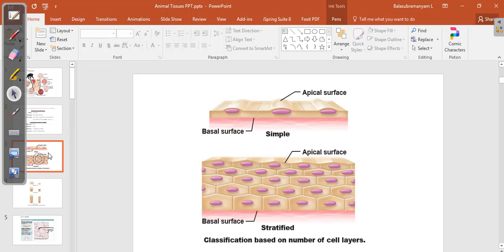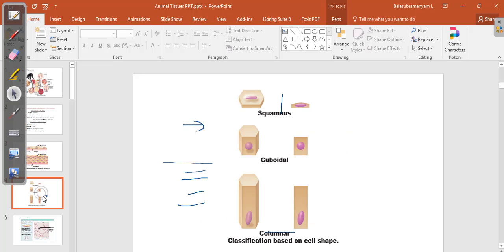The next thing we are going to look at is the general structure of epithelial tissues. Generally you can see the basal surface here, and then the apical surface. So these are the layers. You can see the nucleus in this region, and here this is the stratified, where you can see many layers of cells. The basement membrane has many layers. Here you can see 1, 2, 3, 4, 5 different layers of cells, so it is called stratified.